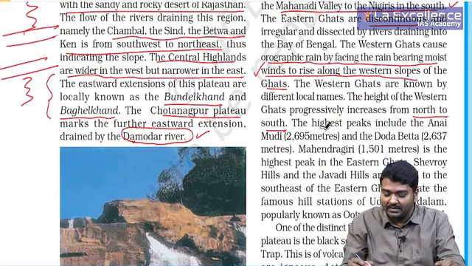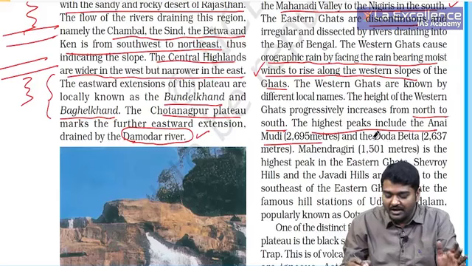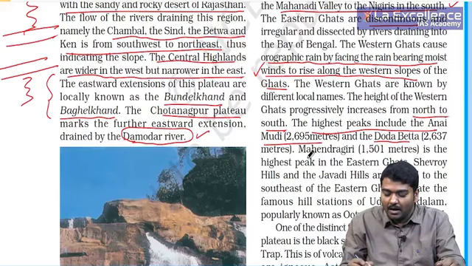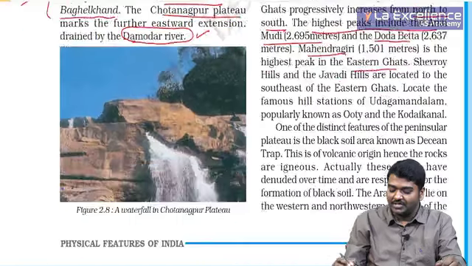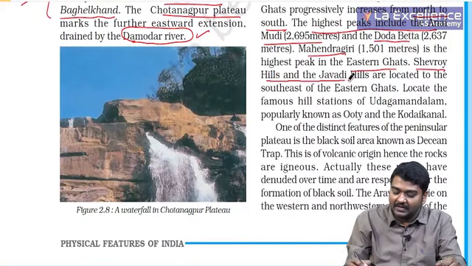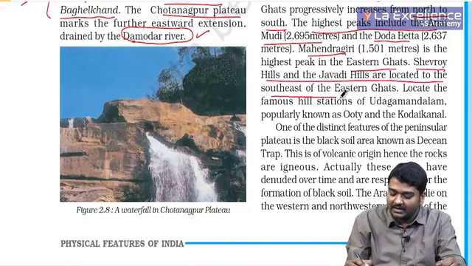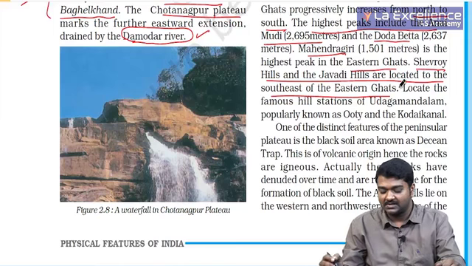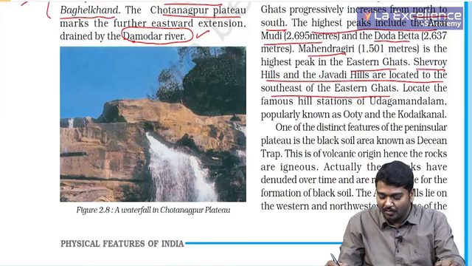The most important thing is, highest peaks include Anaimudi, Doddabetta, and Mahendragiri is the highest in Eastern Ghats. You have Shevaroy Hills and Javadi Hills which are located southeast of the Eastern Ghats. So this is very, very important.